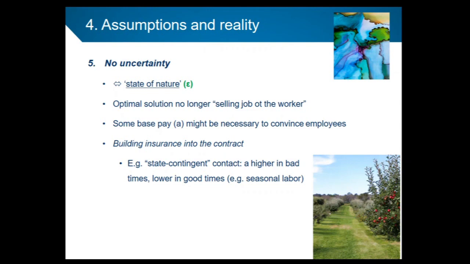Now, uncertainty might have some effects on what is the optimal contract. When times are tough, employees might be less interested in being sold the job. So selling the job to the worker might be attractive to organizations or employers, but in certain times, there is still this participation constraint. So employees won't really like this kind of solution in uncertain times. You are not opening a franchise during an economic crisis. So some positive base pay might be necessary here to convince those employees to get into the contract in the first place.